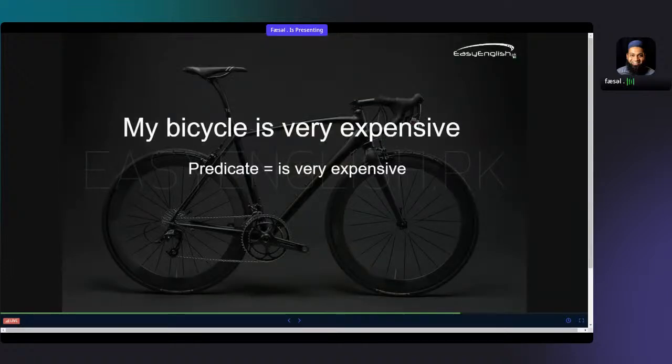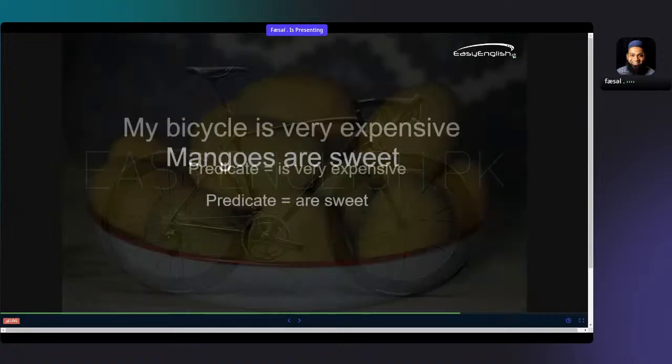My bicycle is very expensive. I'm talking about my bicycle. So my bicycle is the subject. What is the info? What am I telling you about my bike? That is very expensive. So that's my predicate. मैं अपनी बाइक के बारे में क्या बता रहा हूँ, क्या मालूमात फराहम कर रहा हूँ आपको? मैं बता रहा हूँ अपनी बाइक के बारे में आपको कि ये बहुत महंगी है, बहुत महंगी है। So is very expensive is the predicate.